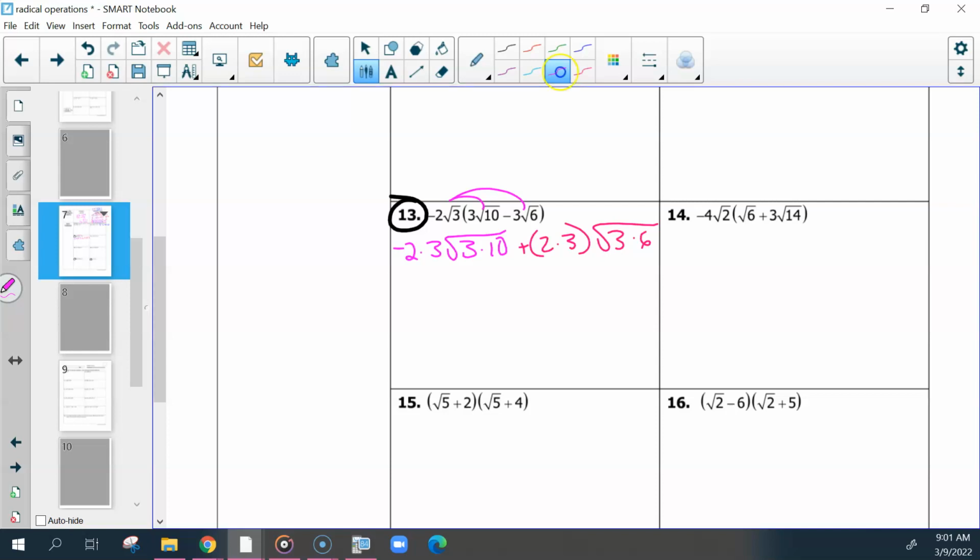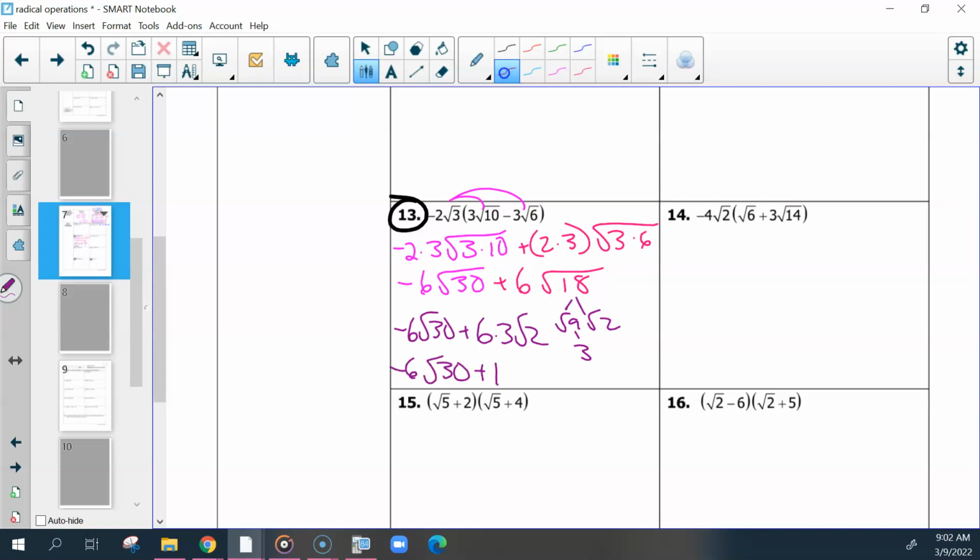So simplifying all of this, we would have negative 6 times the square root of 30 plus 6 times the square root of 18. Can we divide 30 by a perfect square? No. So that's going to stay the same. Can we divide 18 by a perfect square? Yes, 9. So we have negative 6 times the square root of 30 plus 6 times 3 times the square root of 2. So negative 6 times the square root of 30 plus 18 times the square root of 2. You cannot combine that anymore, but that would be our final answer.